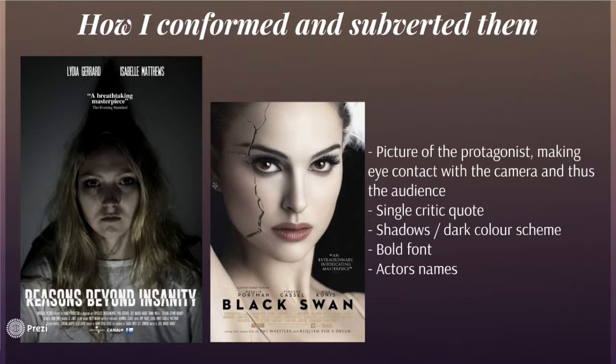I followed the basic codes and conventions that I mentioned earlier. I have the main actors' names at the top of the poster, and there is a critic quote in the middle of the poster at the top. I feel that placing the quote there brings more attention to it, and it's not overcrowding the space. I have followed Black Swan's poster by having only one quote, as it is not too overwhelming for the audience to have lots of writing filling up the space.